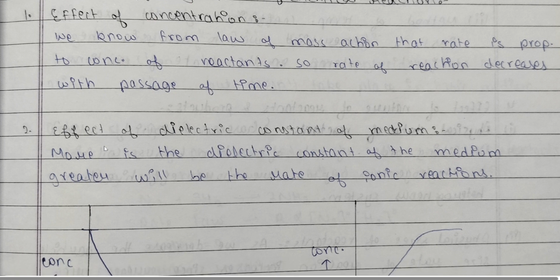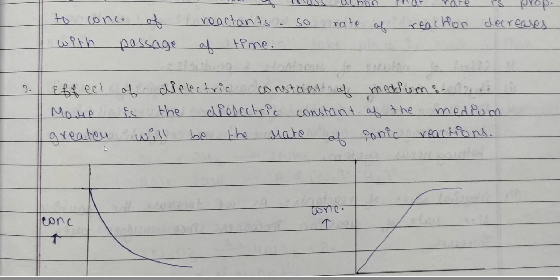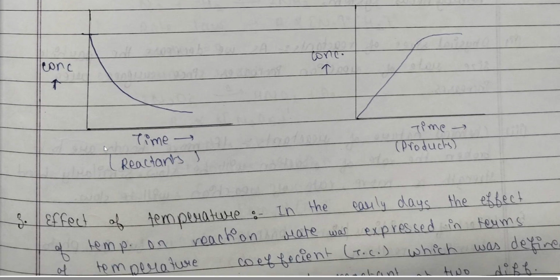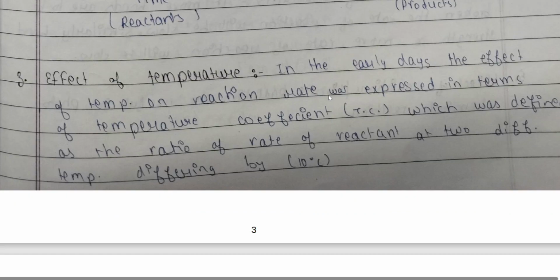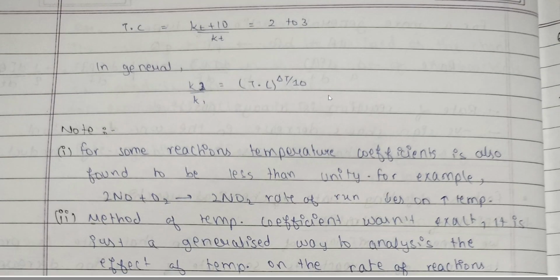Effect of dielectric constant of medium. More is the dielectric constant of medium, greater will be the rate of ionic reactions. Here we can see the graph. And here, effect of temperature. In the early days, the effect of temperature on reaction rate was expressed in terms of temperature coefficient, which was defined as the ratio of rate constants at two different temperatures differing by 10 degrees Celsius. Tc is equal to K(t+10) by Kt, which is equal to 2 to 3.